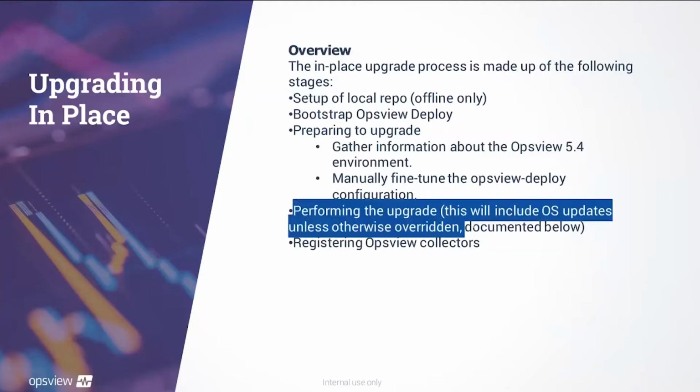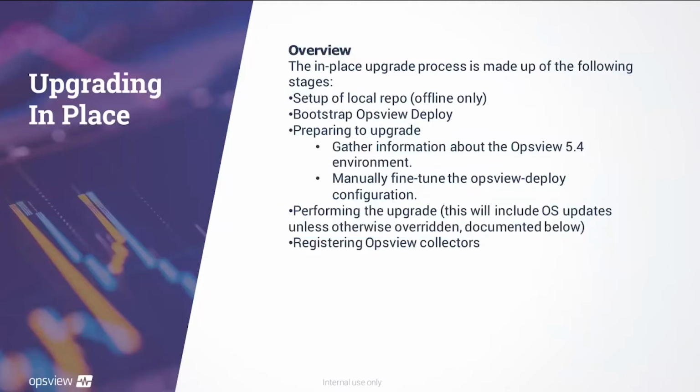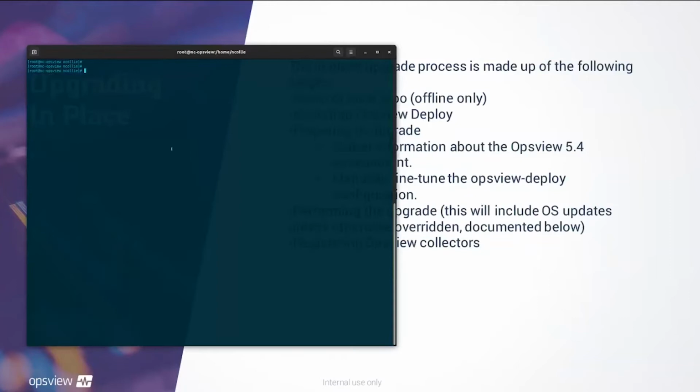And then we perform the upgrade, and this will include a standard OS update, so something like an apt-get update or a yum update. This will update all packages that need updated on that system, so do bear that in mind. And then the final step is going to be registering those collectors. So if we demo just a few of the caveats here, we've got an Opsview 5 system.